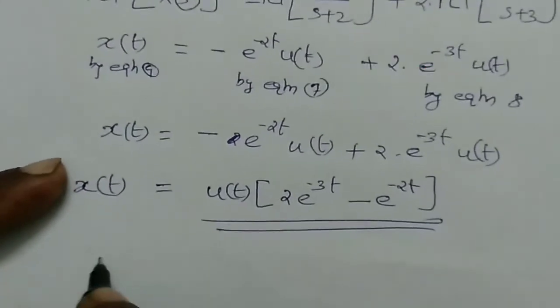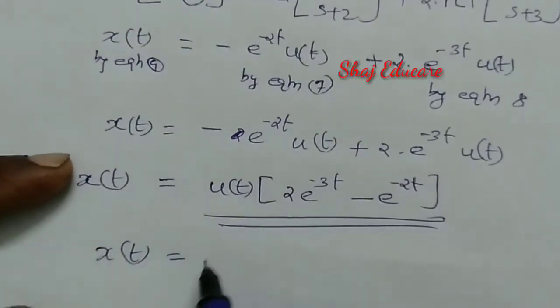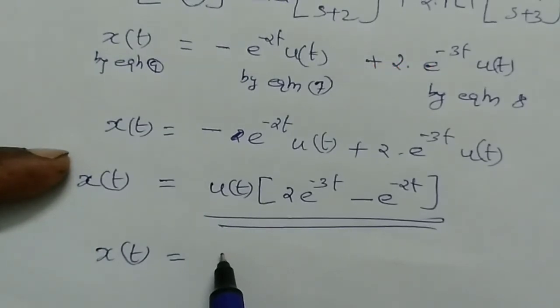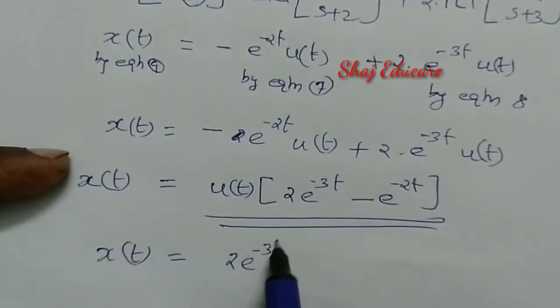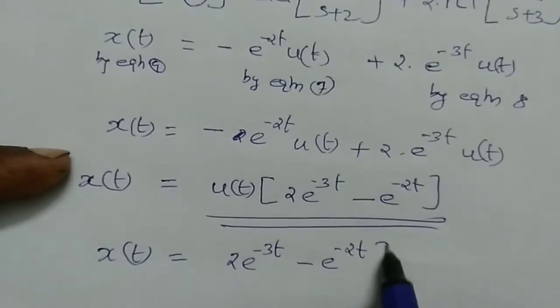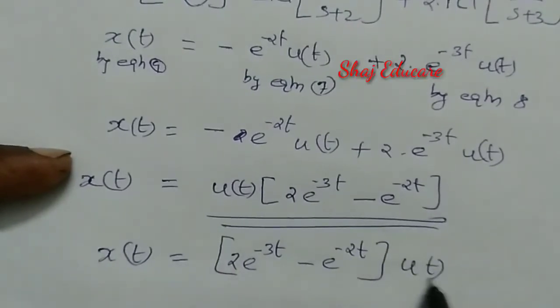So finally we can conclude that the inverse Laplace transform x of t that we have obtained is 2 e raised to minus 3t minus e raised to minus 2t, into u of t.